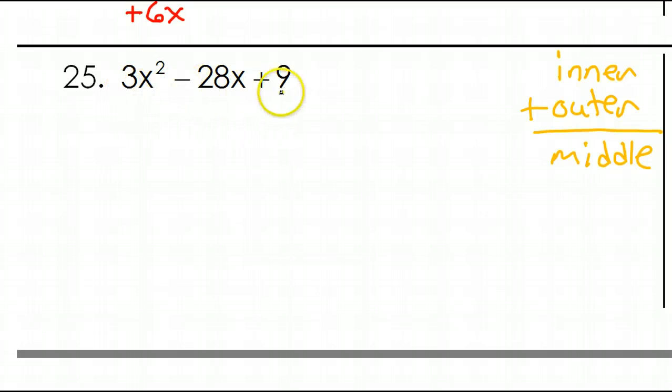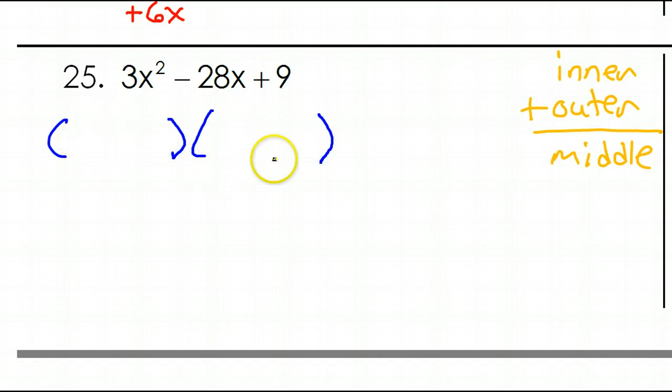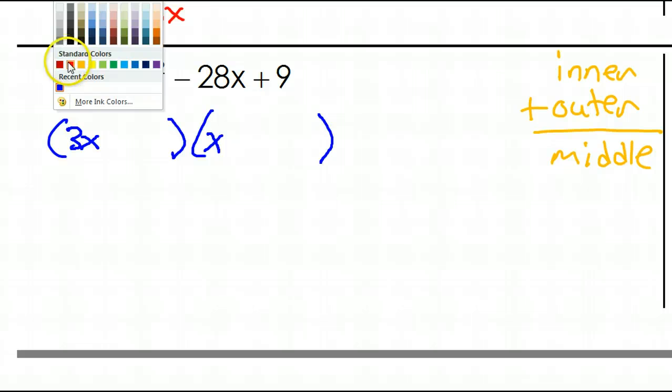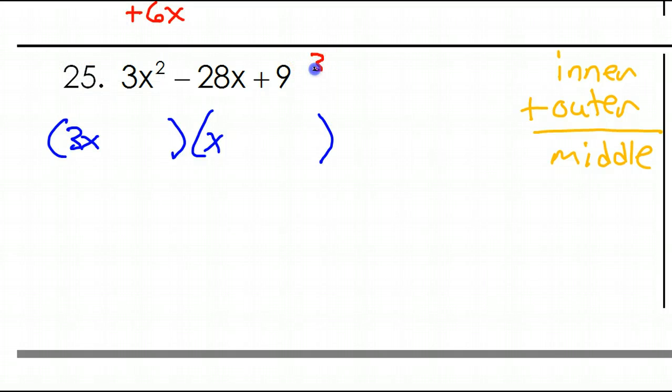Alright, does this have a common factor? No. So, since it does not have a common factor, we can go ahead and start our binomial times a binomial. Start with your 3x squared. 3x squared can only factor as 3x times x. Alright, ignore the 28 for now. Look at the 9. 9 has two ways to factor. It's either going to be 3 times 3 or 1 times 9.